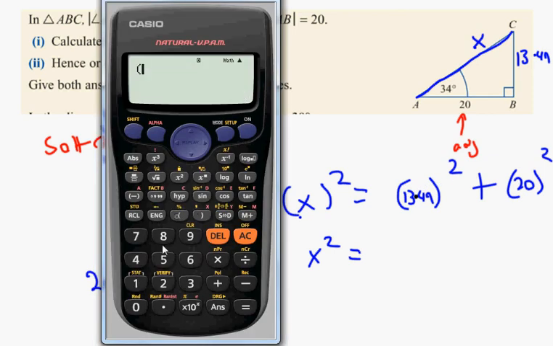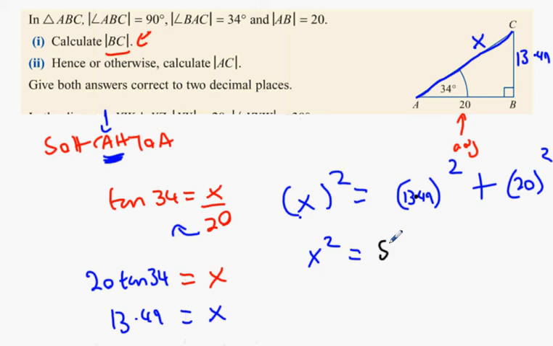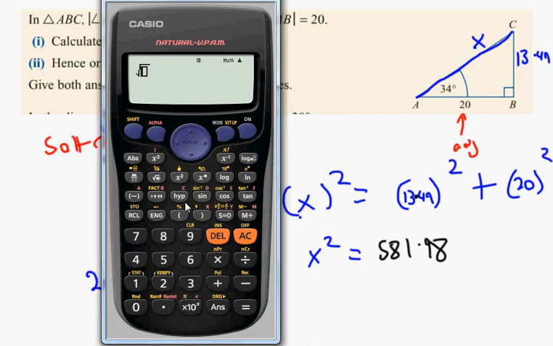So 13.49. Good man. Whoever said that. 581.98, and then we're going to square root that, aren't we? Square root your answer. 24.12 is what I got.